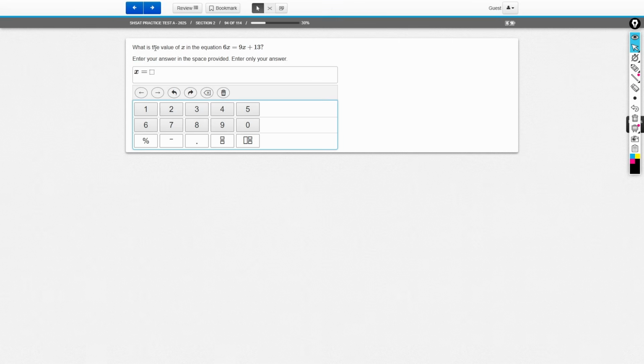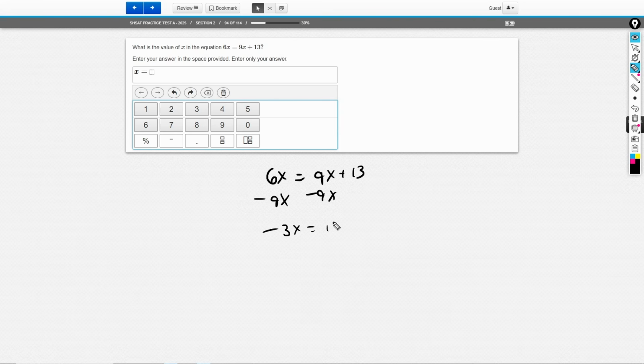All right, here it's asking us for what is the value of x in this equation. This is as if you had a gradient question. So if I had 6x is equal to 9x plus 13, subtract 9x from both sides, I get negative 3x is equal to 13. Divide both sides by negative 3, and I get that x is equal to negative 13 over 3, and I cannot simplify this.